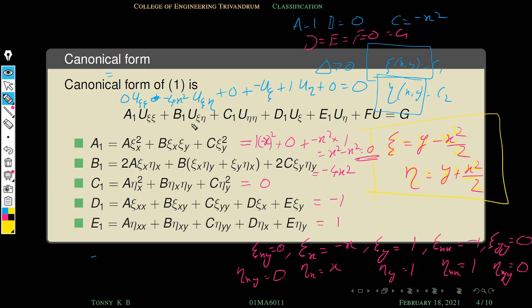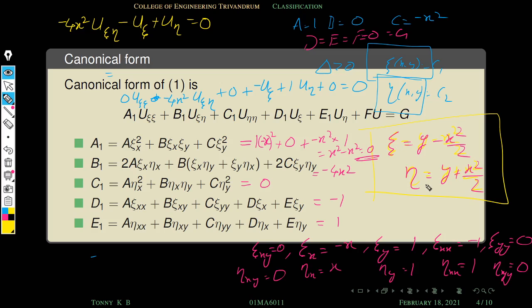So what is the canonical form? So the canonical form is minus 4x square u psi eta minus u psi plus u eta equal to 0. This is the canonical form. But actually this is not in full canonical form, because this involves an x square. Okay, we have to find a new PDE in terms of new independent variables, because now the new independent variables are psi and eta. So we have to convert this x square in terms of psi and eta.